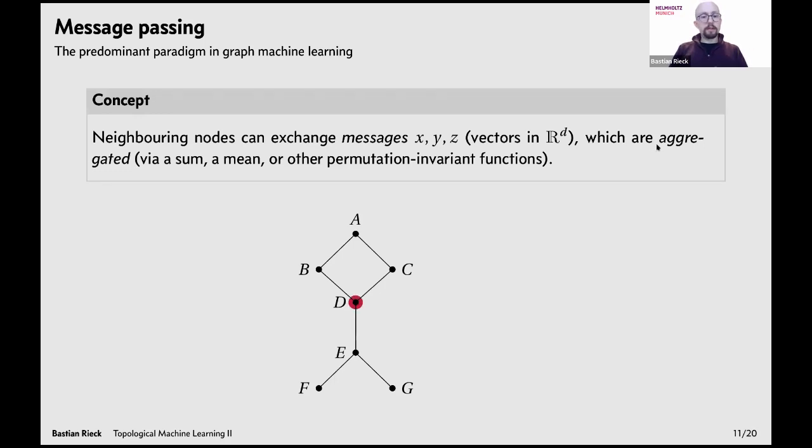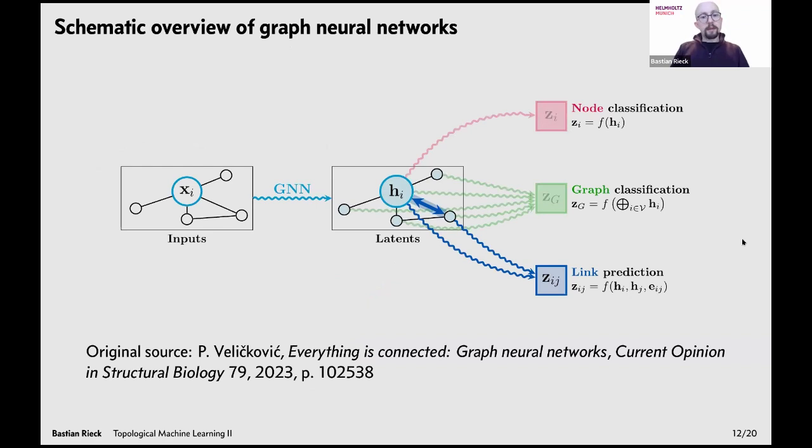Let's take a look at how this works in practice. You start out with, for instance, node D, and you take a look at its neighbors B, C, and E, and then you take their messages and aggregate them using some kind of function. So you aggregate over X, Y, and Z. And this can lead to a large variety of different graph neural network techniques based on how you continue processing this information. This is a very nice schematic overview from Petar Veličković and his great paper, Everything is Connected: Graph Neural Networks, which appeared in Current Opinion in Structural Biology.